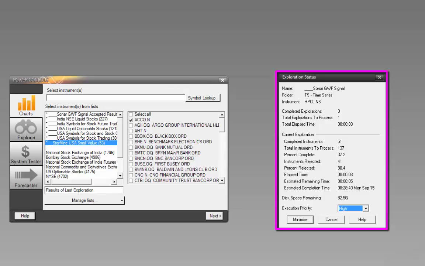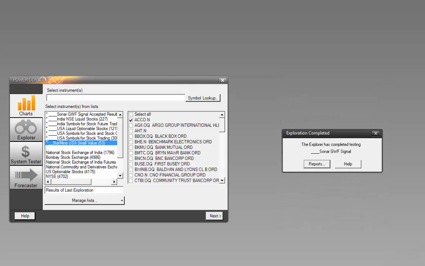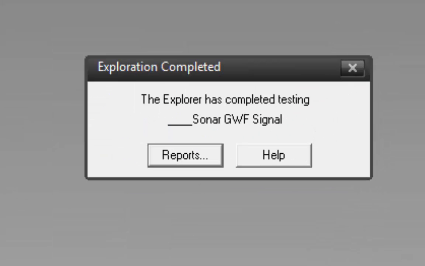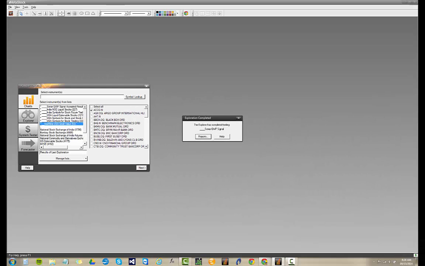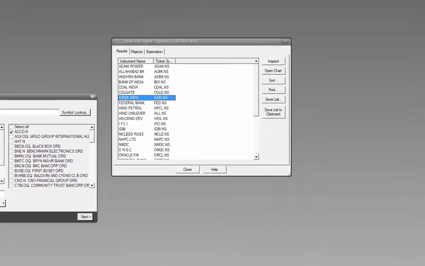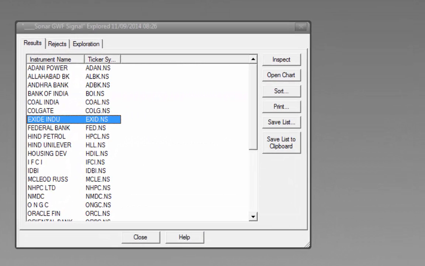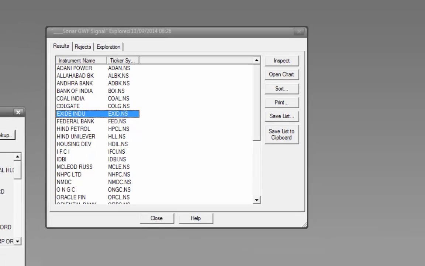Sonar will do the hard work and find potential go with flow trade opportunities for us. Now Sonar has completed. See how fast it was? If we click Reports, we will see the symbols selected by Sonar. We see that several symbols were selected. EXID, Exide Industries was one of them.